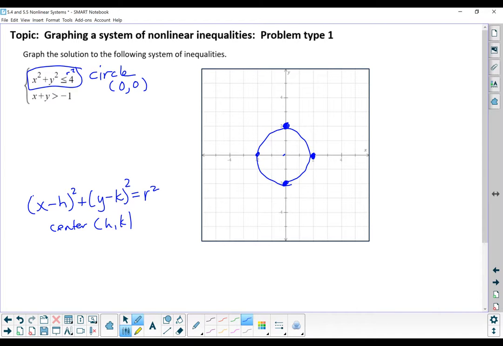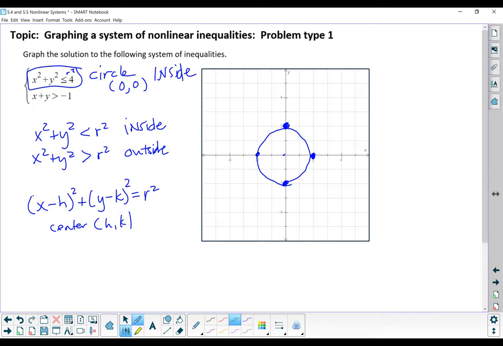Good circle. Okay, for circles, it's kind of interesting. If it's less than r squared, that's inside the circle. And if it's x squared plus y squared greater than the radius squared, that's outside. So for ours, we're going to be shading inside the circle.